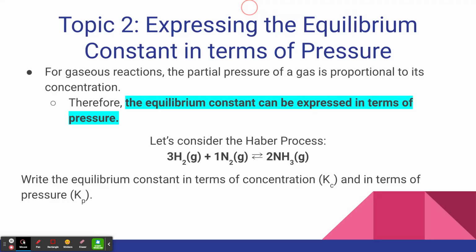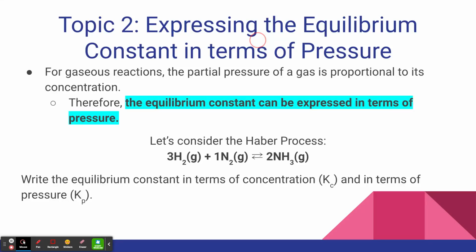Today, guys, we're going to be talking about our second major topic in equilibrium, which is expressing the equilibrium constant in terms of pressure. So, for a gaseous chemical reaction, the partial pressure of a gas is proportional to its concentration. Therefore, everybody, the equilibrium constant can be expressed in terms of pressure. So if we're looking at the Haber process here, we have 3 hydrogen gas plus 1 nitrogen gas in equilibrium with 2 ammonia molecules.